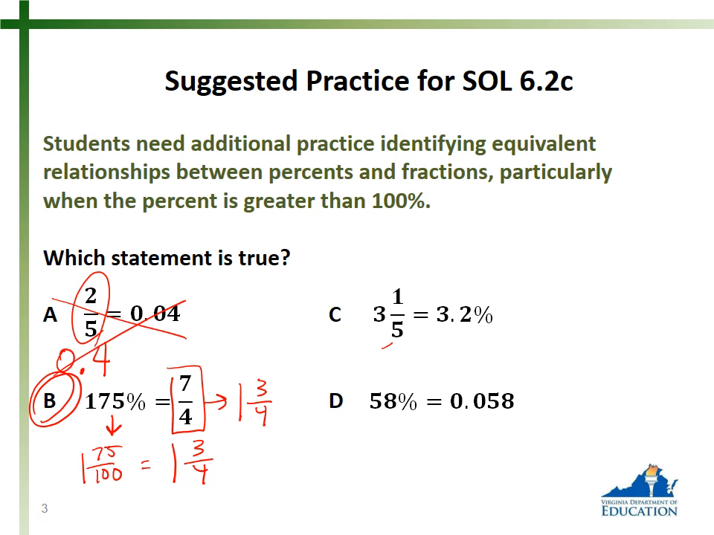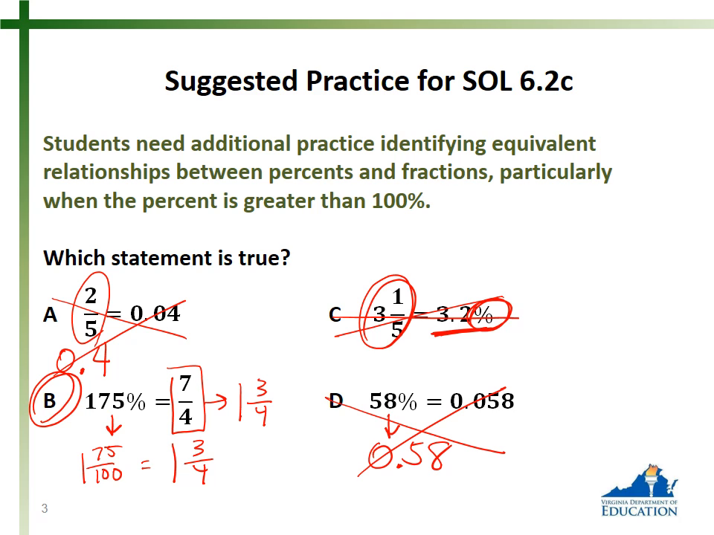For letter C, we have 3 1/5. That is not the same as 3 2/10%. Anytime you have that percent sign at the end, if that percent is less than 100, it's just going to be a fraction, so without a whole number. So we can say that that's not true. And then we can also say that D is not true as well. 58% as a decimal is 0.58, or 58/100ths, and we can tell that that is not the same as well.